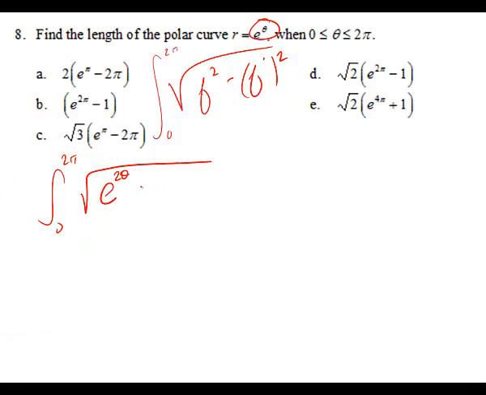What's the derivative of e to the theta? E to the theta, right? So squaring the derivative, it would be e to the 2 theta. So e to the 2 theta plus e to the 2 theta is what?